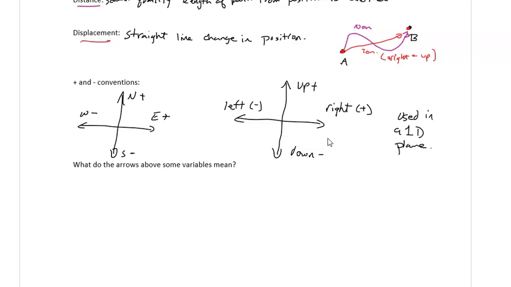Many of the symbols on your formula sheet have little arrows above them. For example, we've got v is d over t, and you've got these little arrows over some of them. Where you've got those little arrows, that means it is a vector quantity, which therefore requires both magnitude and direction.